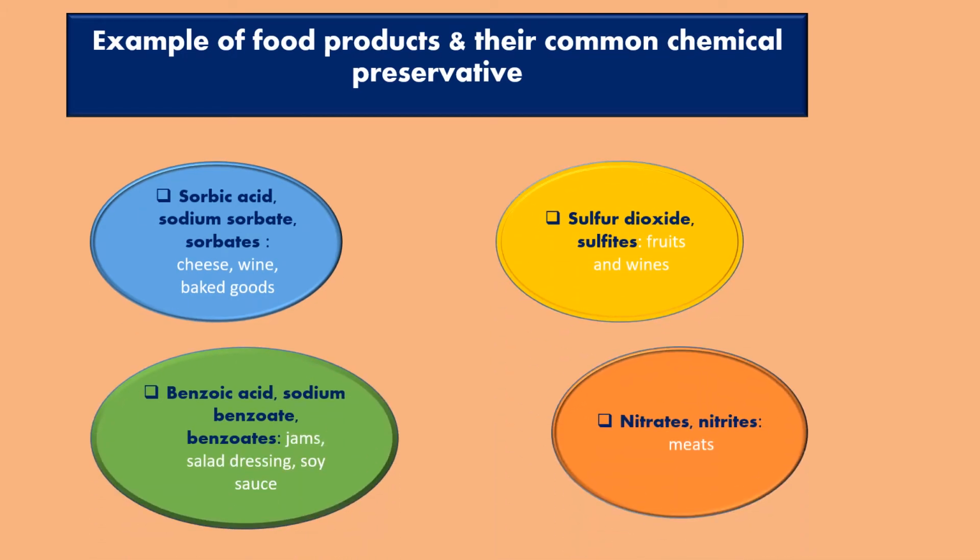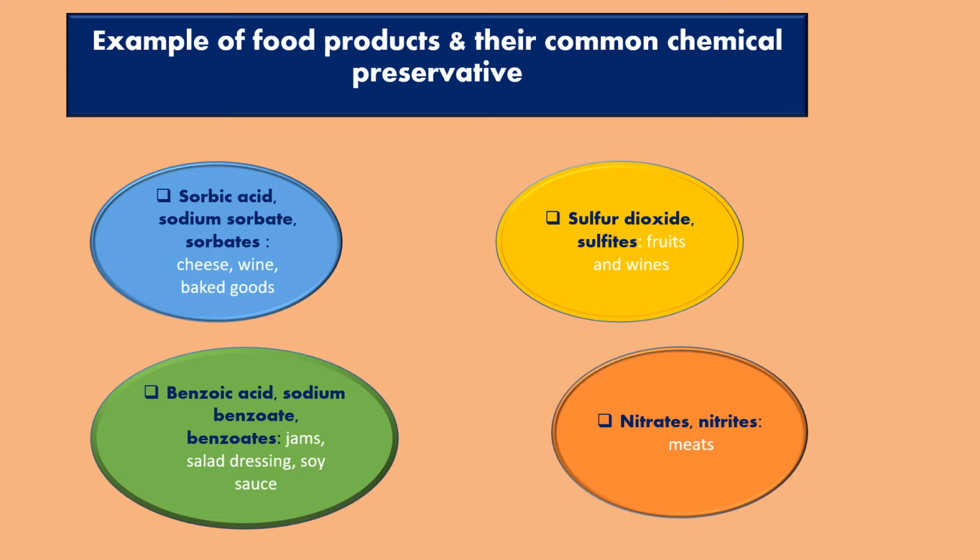In this slide, I will explain the examples of food products and their common chemical preservatives. For the first one, the products are cheese, wine, and baked goods, and their common chemical preservatives are sorbic acid, sodium sorbate, and sorbate. For the second one, the products are jams, salad dressing, and soy sauce. Their common chemical preservatives are benzoic acid, sodium benzoate, and benzoates.